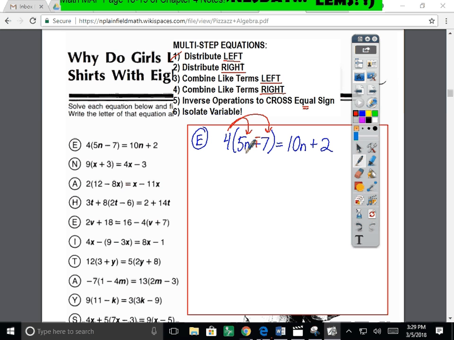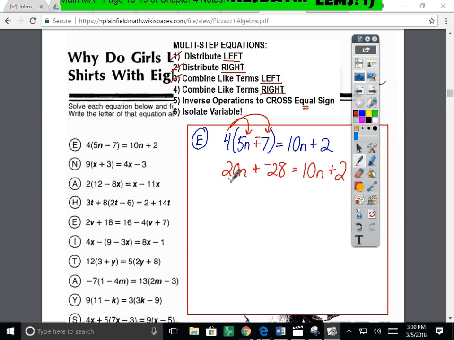So if I had 4 groups of 5n, I would get 20n. And if I had 4 groups of negative 7, I would get negative 28. Notice there was addition happening, there still is addition happening, and on the other side, I'm not doing anything but a rewrite step at this point. Well, if you go back to the top, we simplified with distribution on the left. Let's check for distribution on the right. Is there any? No, there are no parentheses or grouping symbols, so we're going to move on to step number 3. Let's combine like terms on the left.